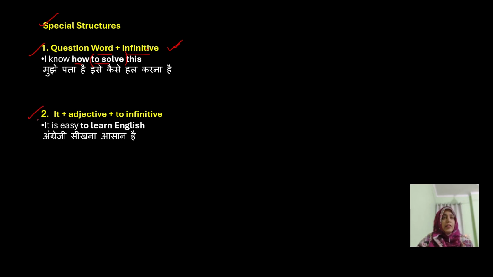Now coming to the second part. It plus adjective plus to infinitive, it is also a formula for the it sentences. It is easy to learn English. So this sentence is starting with it, and the sentences which start with it and have an adjective, what will come at last? Infinitive, right? So it, easy is an adjective, and to learn is an infinitive. So these are some of the structures and patterns, rules which you have to follow while using infinitives, while recognizing infinitive in the sentence.